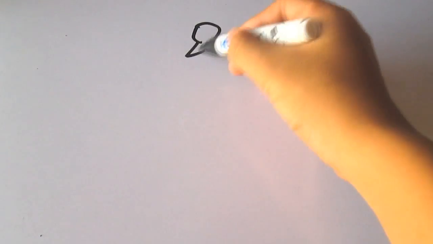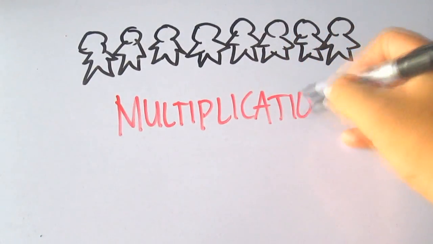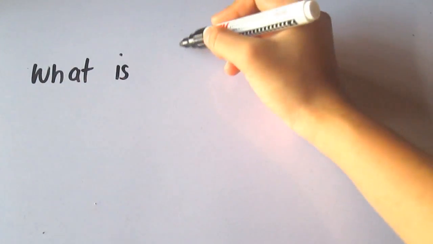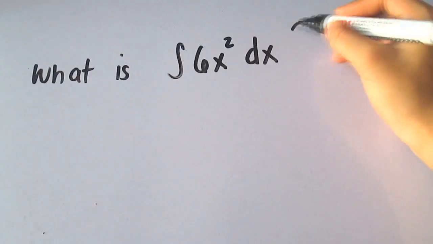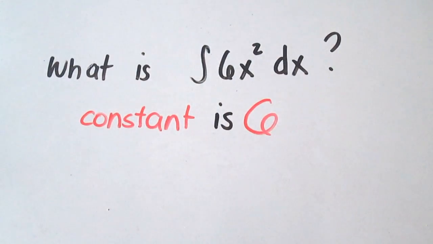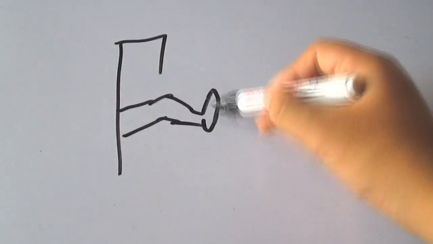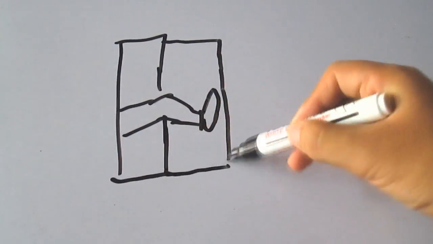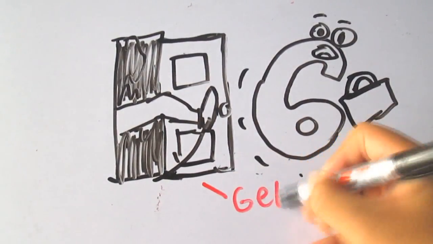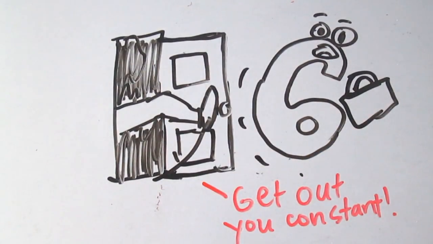That's it! Now it's time for the multiplication by constant rule. What is the integral of 6x squared dx? So the constant here is 6. And the rule is, when a constant is multiplied, you can just move it outside of the integral, and what's left to deal with are the remaining terms inside.